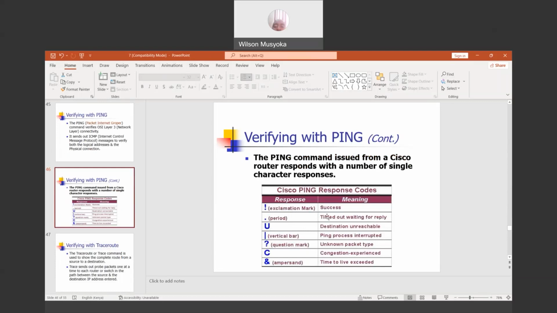If it is a period, then there is a timeout. If it is a U, then the destination is unreachable. If it is a vertical bar, the process is interrupted. A question mark, it is an unknown packet type. A C is congestion which has been experienced, and then an ampersand means that the time to live has been exceeded or it has timed out.